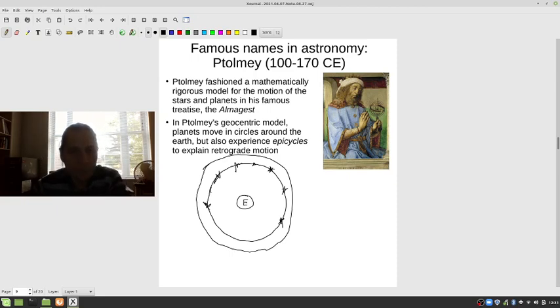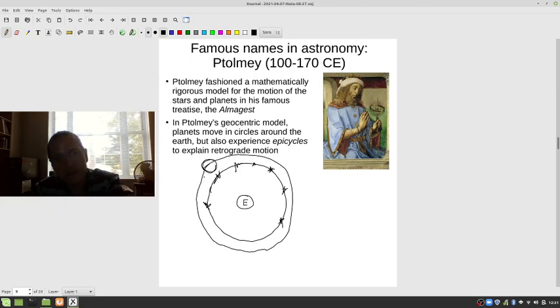And so, to accommodate this, Ptolemy made a somewhat sophisticated model where instead of being attached to the same sphere as the stars out there, the planets are attached to different spheres, and they have another circle on which they revolve. Okay? And so these were the cycles of the planets, and then they would have epicycles within the cycles.